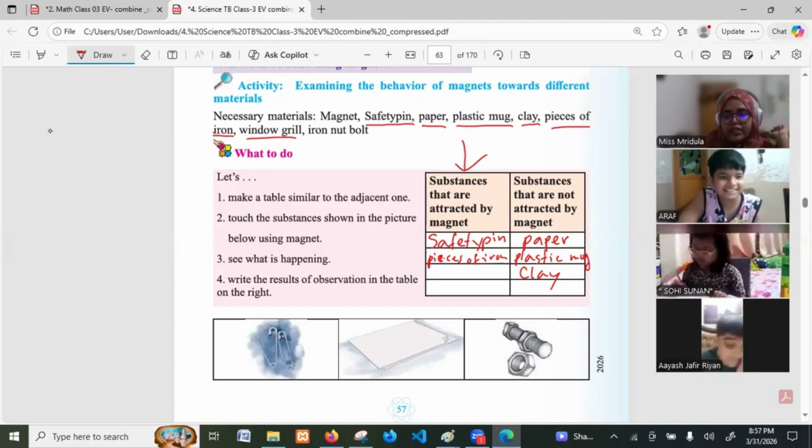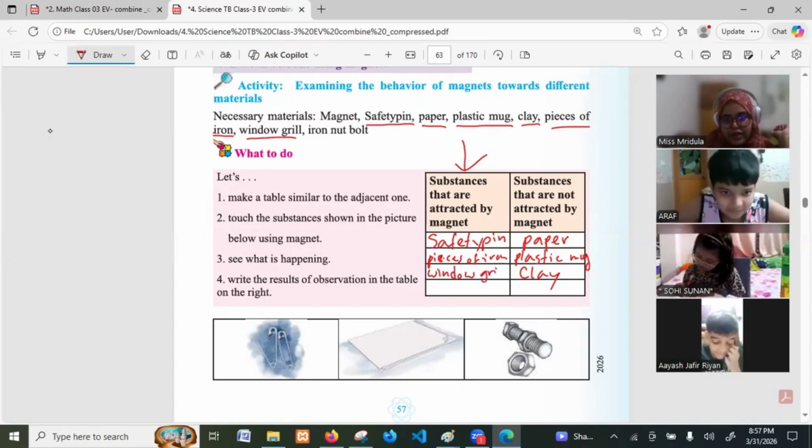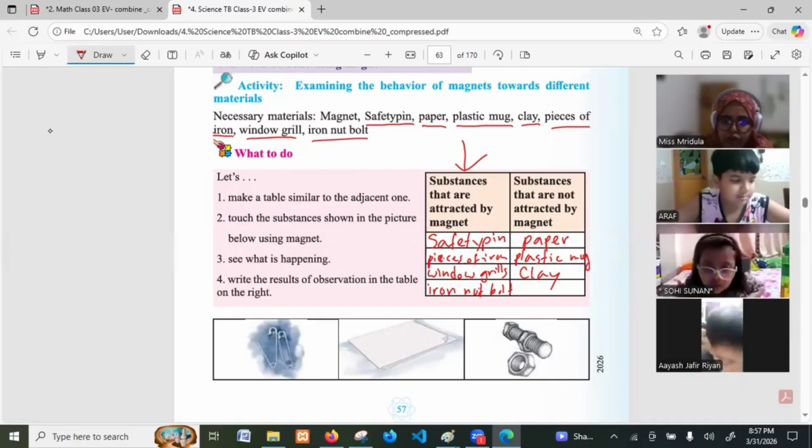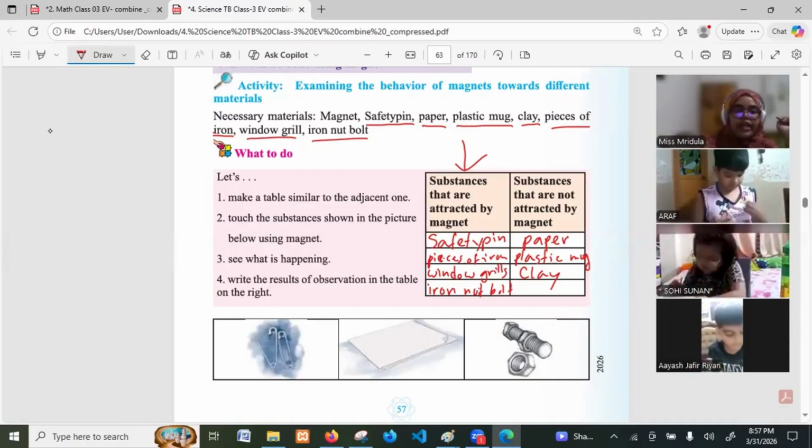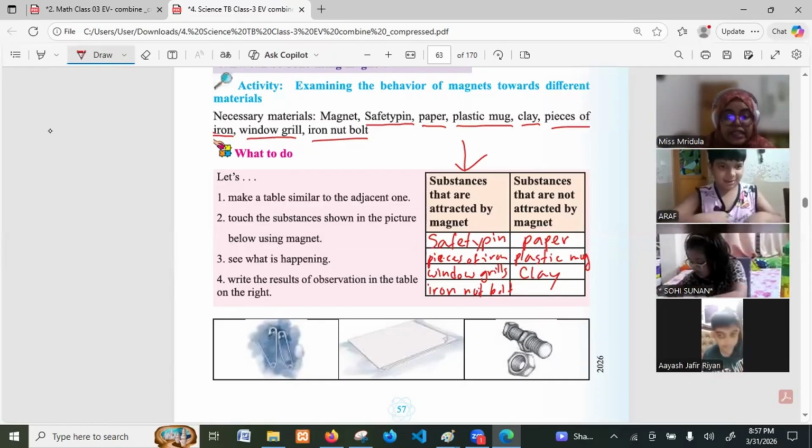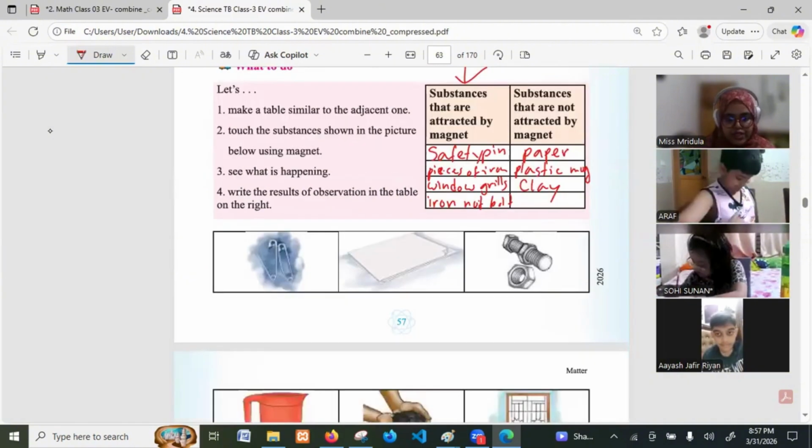Okay, we have window grills, right? So window grills will be metal, and the iron nut bolt, obviously iron. So these four are the metallic ones, and the other three. We got three non-magnetic things which will not be attracted towards the magnet. And we got four magnetic things which will be attracted towards the magnets.